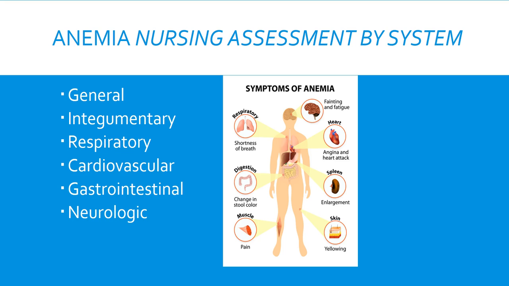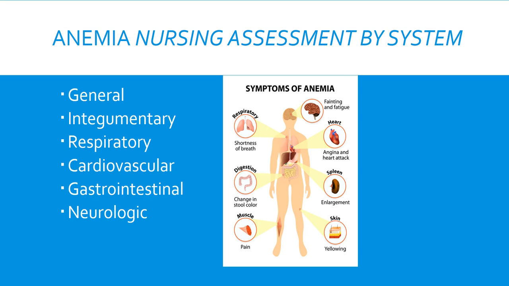So with anemia nursing assessment by system, we mentioned this before. Generally, you're probably going to be very weak because you have a lack of red blood cells flowing around, lack of oxygen, lack of nutrients floating around. With integumentary, you're going to be very pale. With respiratory, you're going to have shortness of breath. You're probably going to have rapid respirations, trying to get more oxygen and to compensate for the fact that you don't have the red blood cells to carry it.